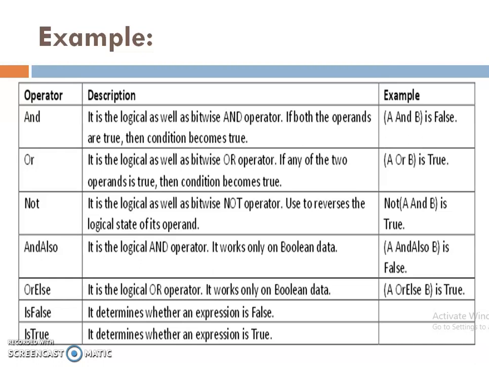Now we use the AndAlso operator on operands A and B. It gives the result false. Now we use the OrElse operator on variables A and B. It gives the result true.